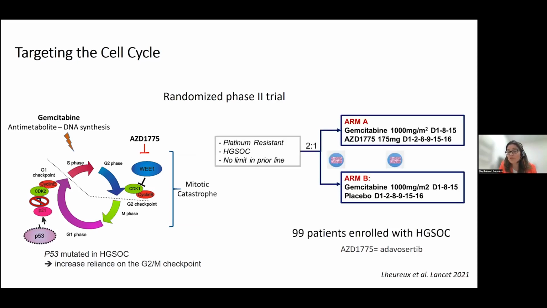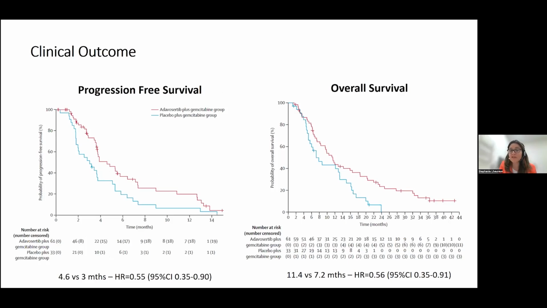So here we did the trial based on this hypothesis in platinum-resistant high-grade serous ovarian cancer. We randomized the patient between gemcitabine plus the AZD1775 versus gemcitabine plus placebo. Here are the clinical results. So with this combination of the WEE1 inhibitor plus gemcitabine, we have increased the PFS and we have an overall survival benefit with a combination of 11 months versus 7 months with gemcitabine alone.